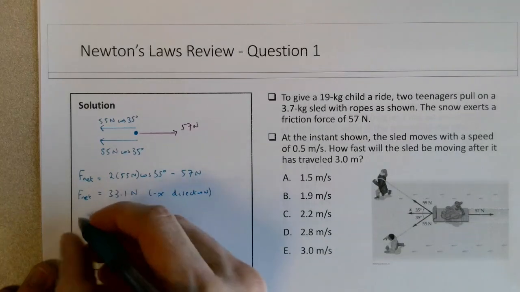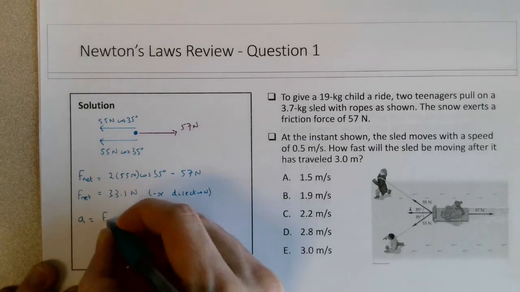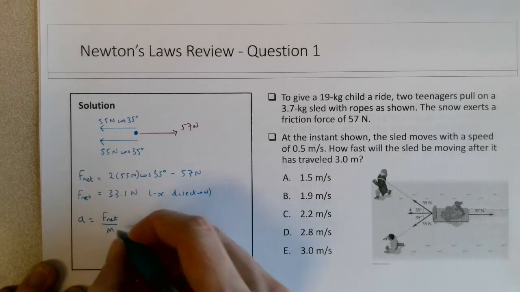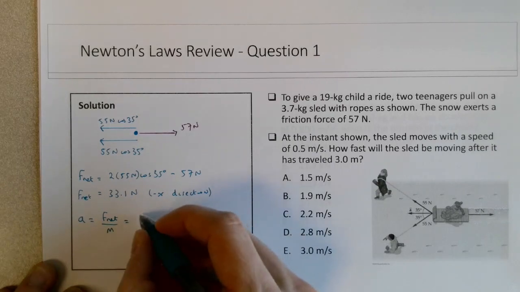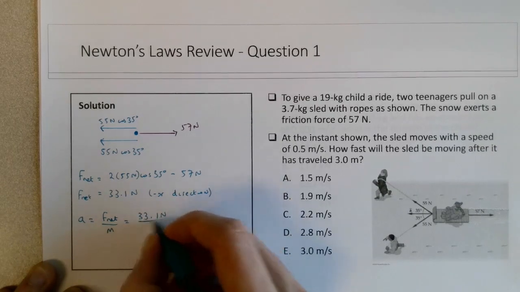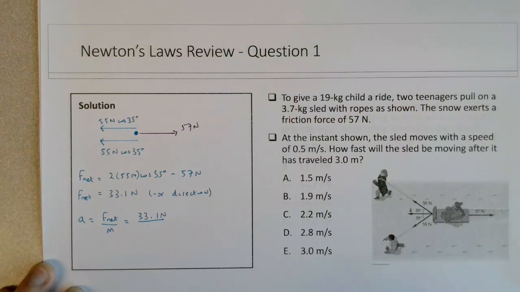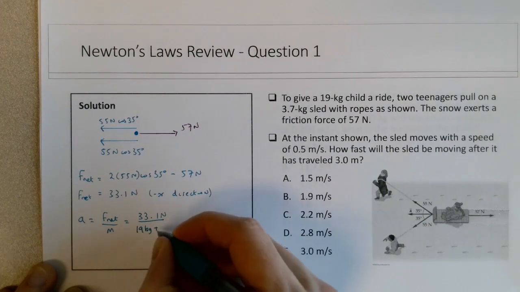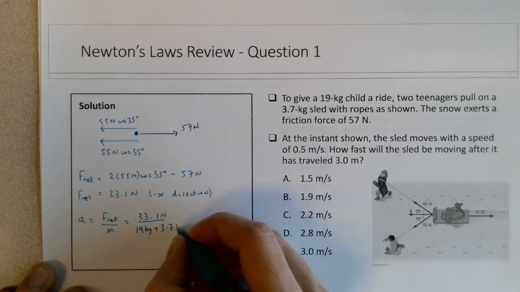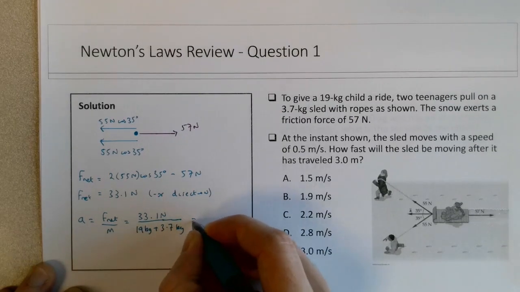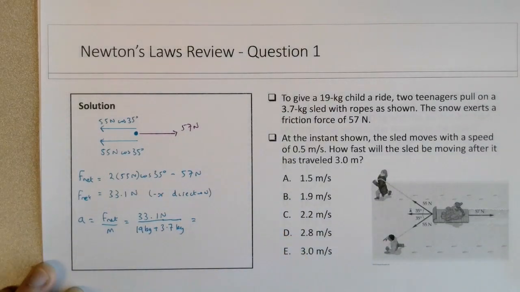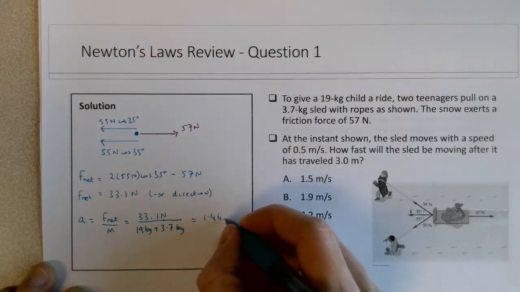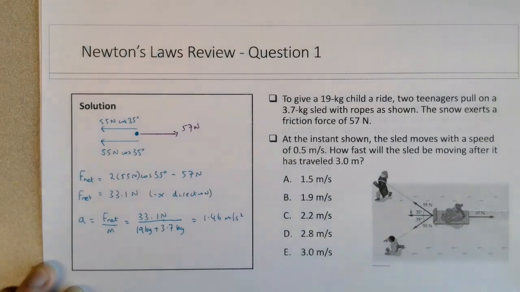And then to solve for the acceleration, we divide the net force by the mass, and we're going to have to consider the total mass of the sled and the child. So this will be 19 kgs plus the 3.7, and this gives an acceleration of 1.46 meters per second squared.